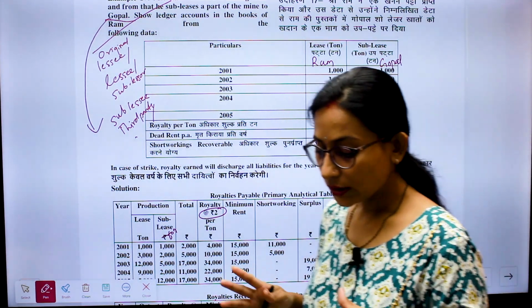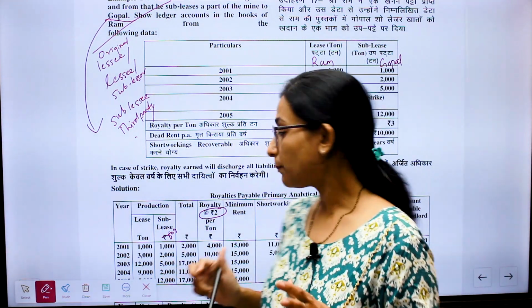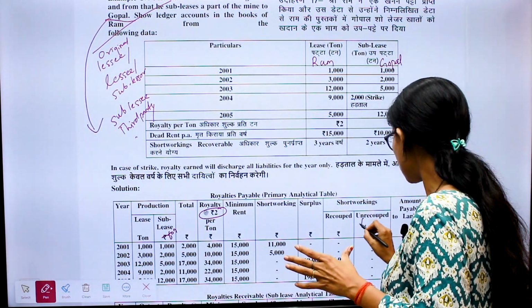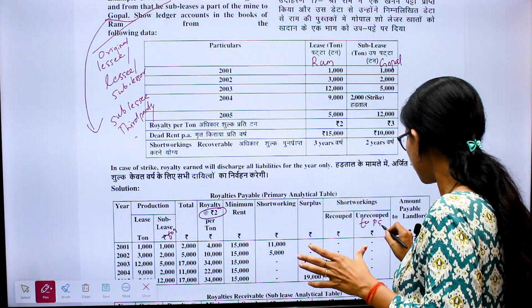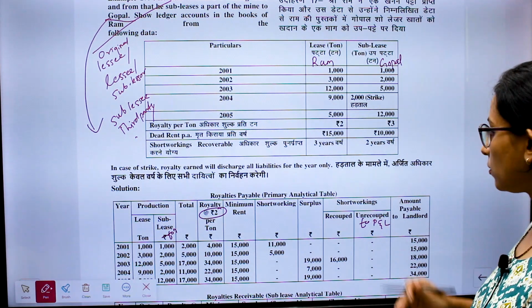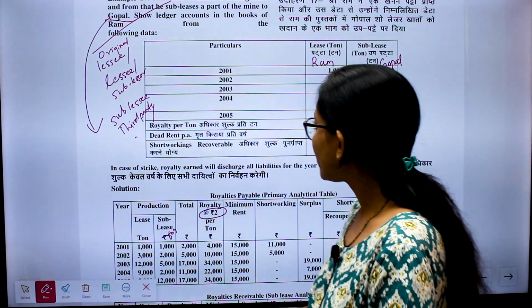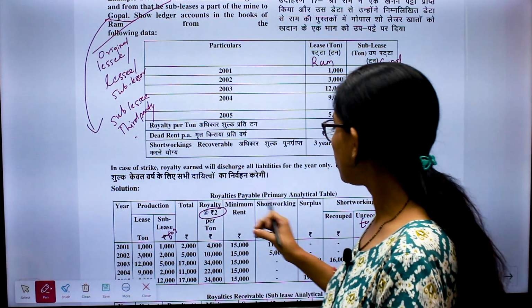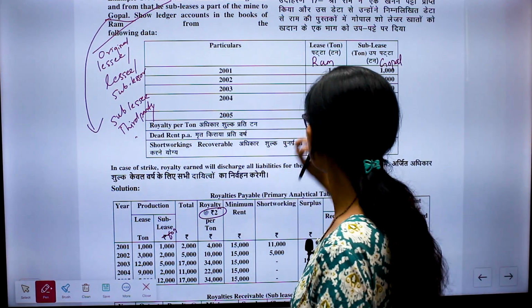At the end of the year we will transfer that amount to the P&L, if it is not recoverable. Then the amount payable to the landlord is the last column. So let's start preparing this table by putting in the figures.